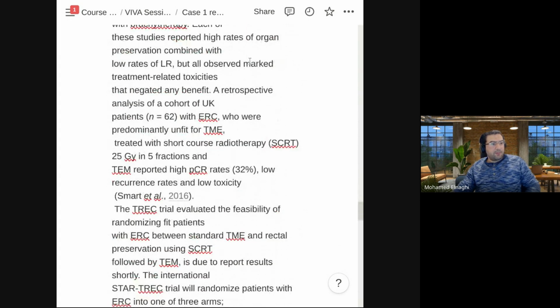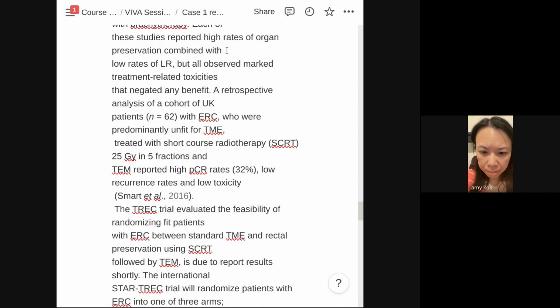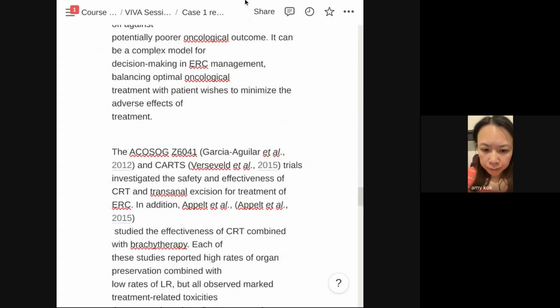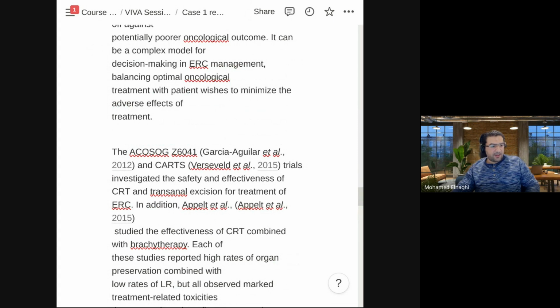Okay, so shall we go to the next case? Thank you. I don't know what the next case is. Okay, fine. I think it's a case of Crohn's disease. Anyone willing to take this case?